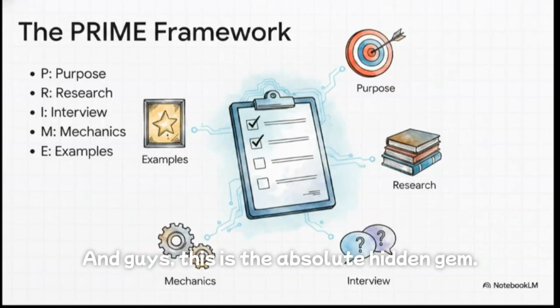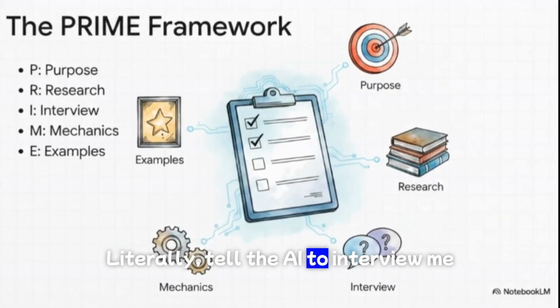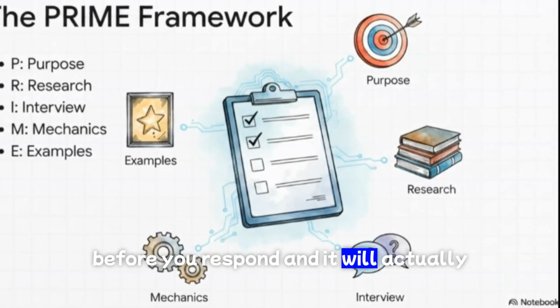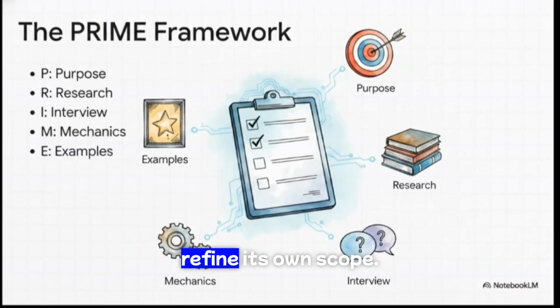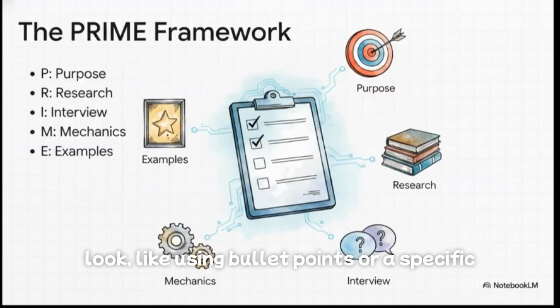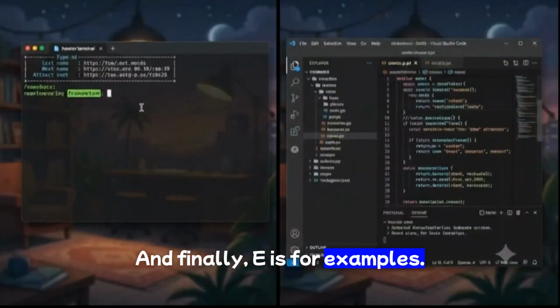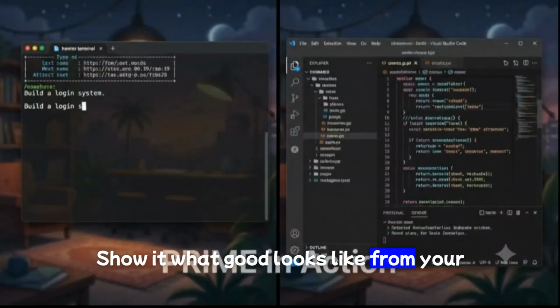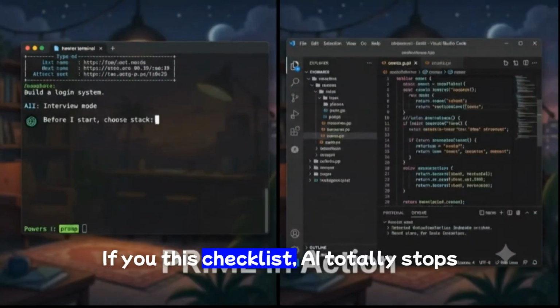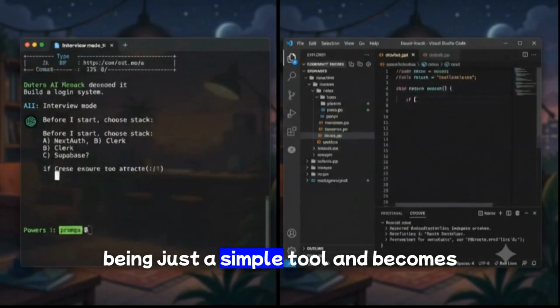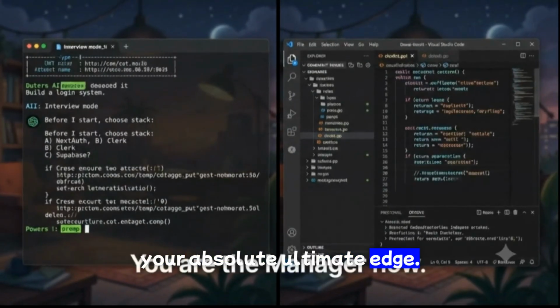I is interview. And guys, this is the absolute hidden gem. Literally, tell the AI to interview me before you respond, and it will actually ask you multiple choice questions to refine its own scope. How cool is that? M is mechanics. Tell it exactly how the output should look, like using bullet points or a specific file structure. And finally, E is for examples. Show it what good looks like from your past work. If you follow this checklist, AI totally stops being just a simple tool and becomes your absolute ultimate edge.